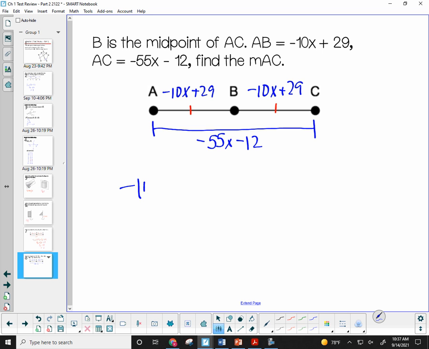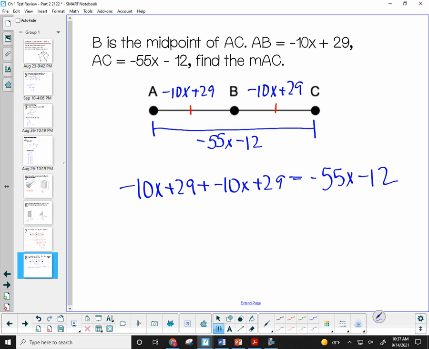So I would have negative 10x plus 29 and another negative 10x plus 29. Sorry, I don't know why I just did that. Are you okay if I leave that? Just to show that I'm truly adding those together. I know that's poor form, but is that okay? Just to demonstrate what we're doing. Okay, equals negative 55x minus 12.